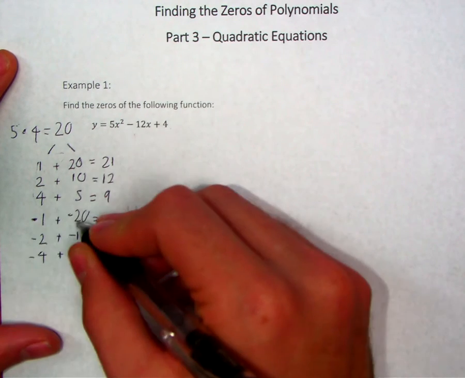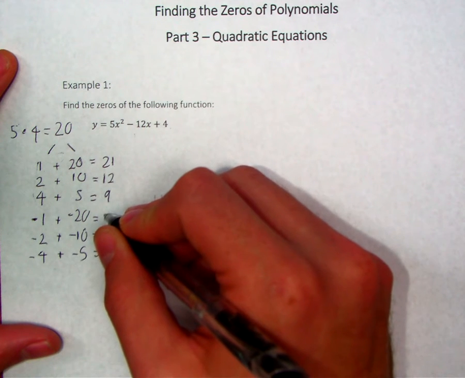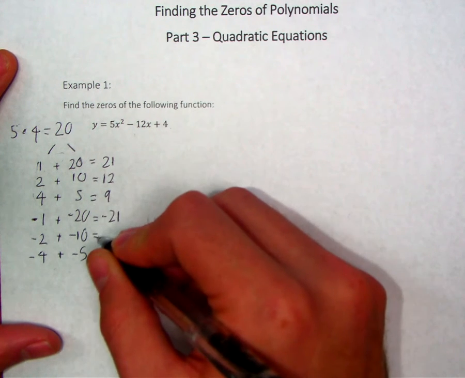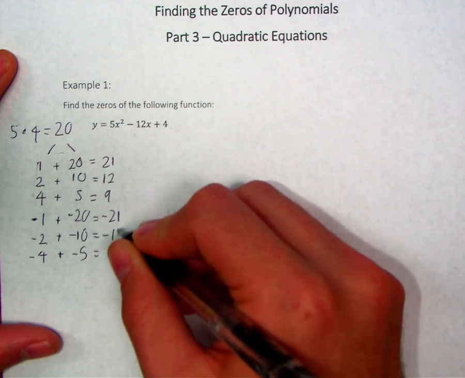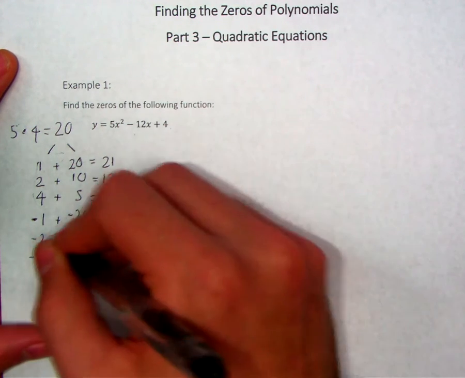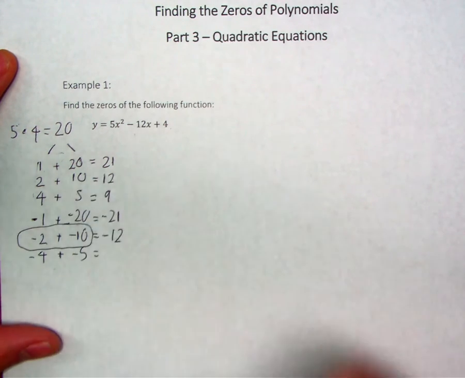So negative 1 plus negative 20 is negative 21. Not quite. Negative 2 plus negative 10 is negative 12. Oh, perfect. That's our B. Okay, so negative 2 and negative 10, that's the pair that I want.